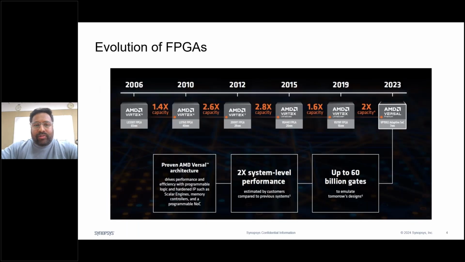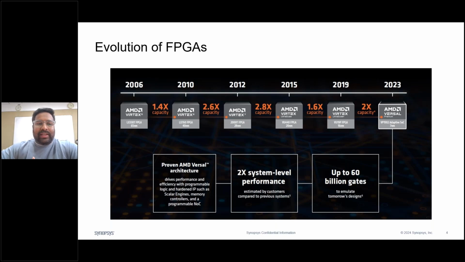So this picture I took from AMD. Here we can see how the FPGA has evolved over the years. FPGAs keep evolving over the years in terms of capacity and process technology. These are not the only things which keep evolving; there are other things also which keep evolving over the years. And now we can see what kind of big FPGAs are available.